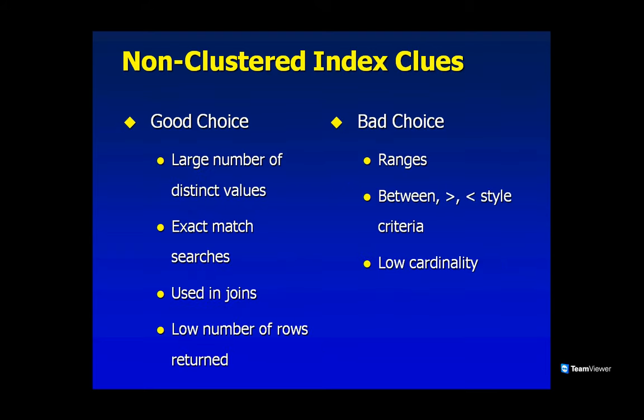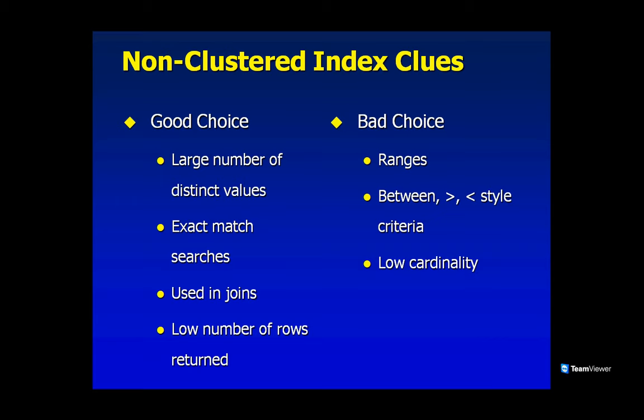For a clustered index, you use it when there are a large number of distinct values. If you want to get exact matches, this is a good choice. When you use joins, this is good. And when a low number of rows is returned, it is good. When you want to retrieve a range of values, this is very, very bad. Low cardinality, in the sense that you want to get very few rows, definitely this is not going to help you.